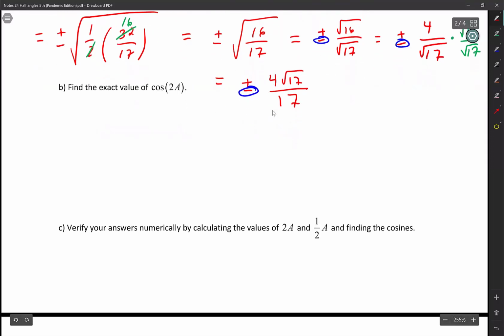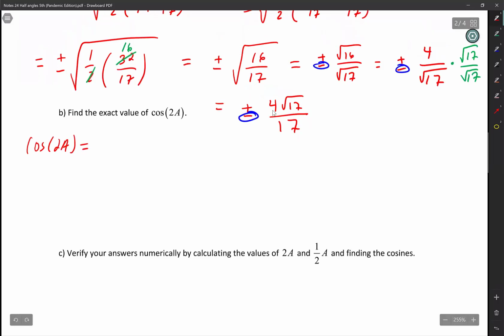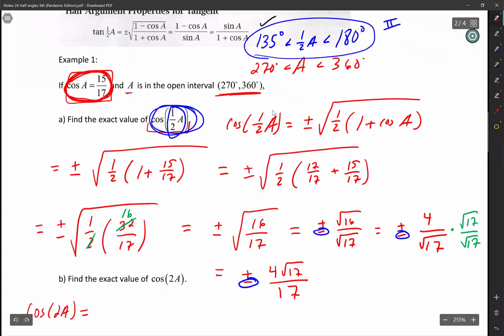So now it wants me to figure out what cosine 2A is. All right, no big deal. We did this yesterday. Yesterday we did double angles. And you told me, look, they gave me cosine, so there is a formula that just uses cosine.